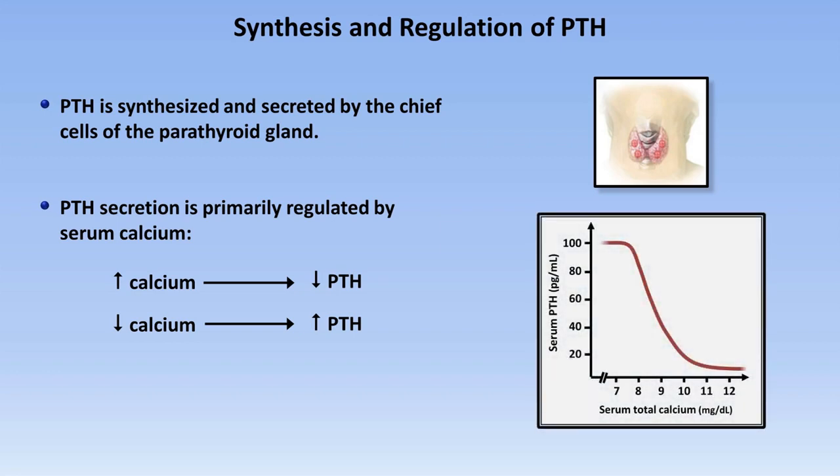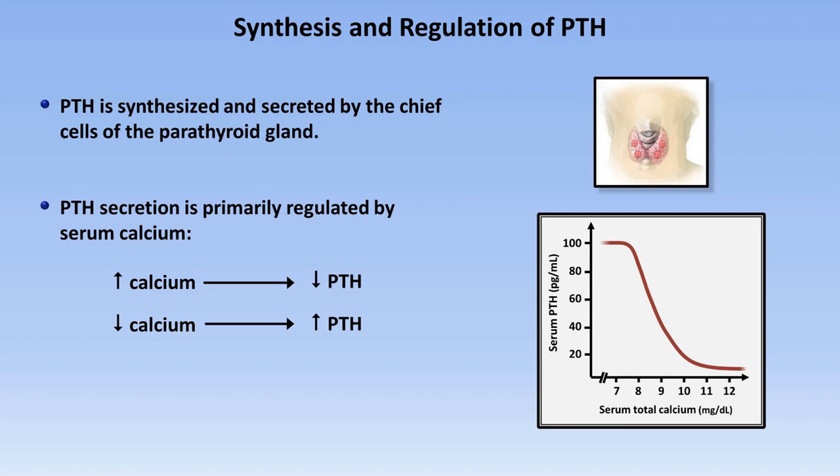Over the range of normal total calcium levels of about 8 to 10.5 milligrams per deciliter, the relationship is relatively linear. However, when serum calcium is below normal, serum PTH secretion is maximized at around 100 picograms per milliliter. No matter how low the calcium gets, a normal set of parathyroid glands will not secrete any more PTH than that. Likewise, no matter how elevated above normal your serum calcium rises, PTH secretion will never be fully suppressed.